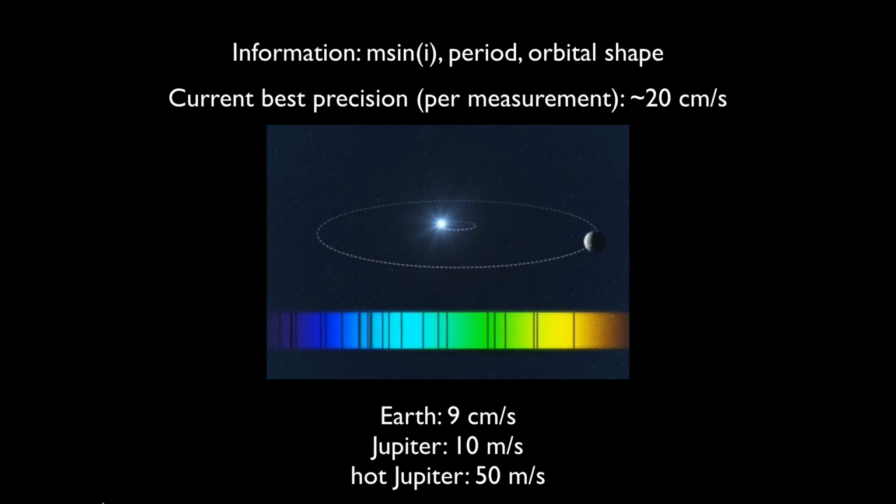So when the planet is here or behind the star, the star is still moving, but it's moving sideways, so there's no shift. When the planet's moving this way, the star is moving away, and there's what's called a redshift. When the planet's here, moving away, the star is moving towards us, and there's a blueshift. And how is this measured?